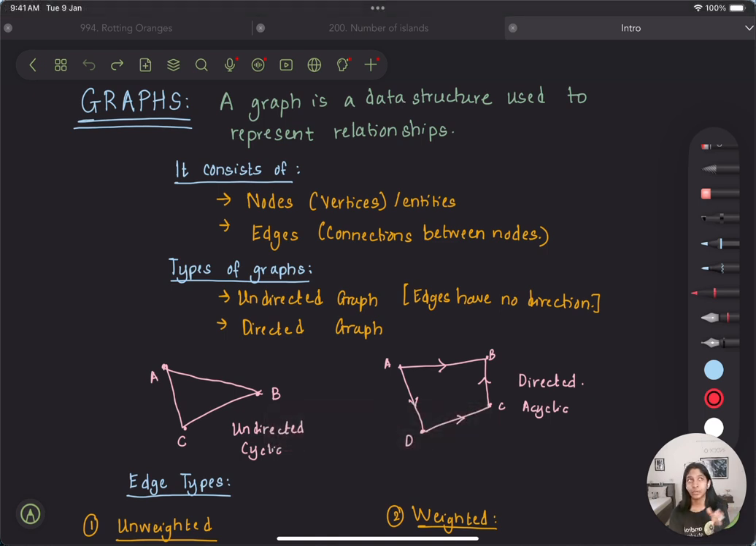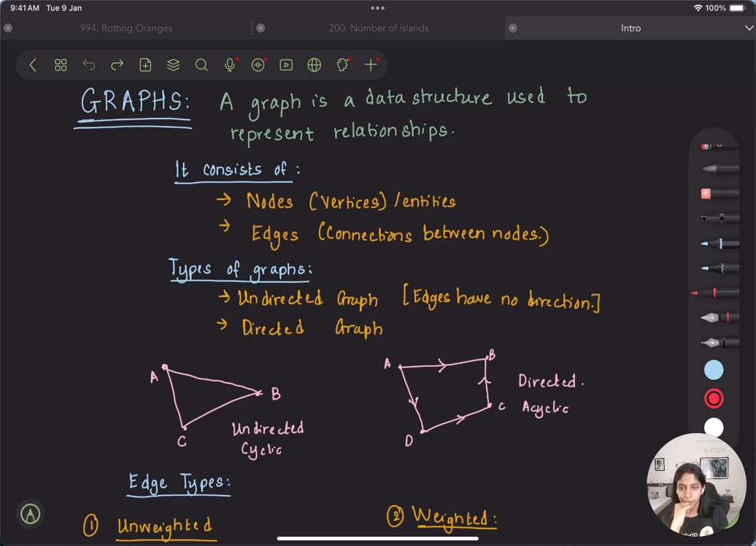If you're somebody who's already good at DSA and knows everything about graphs, you can feel free to skip this one. But if you want to revise the basic topics again, we're just going to go through some jargon when it comes to graphs and basic notations and stuff like that.